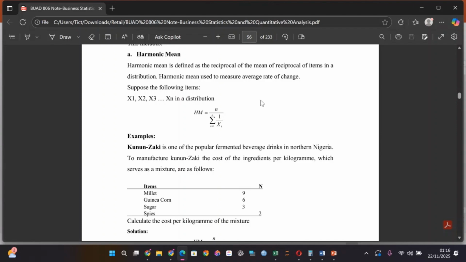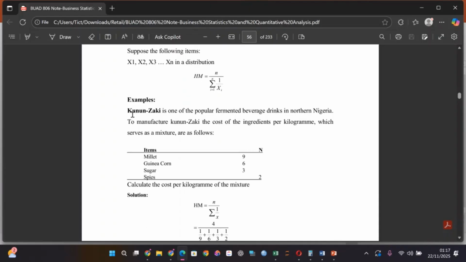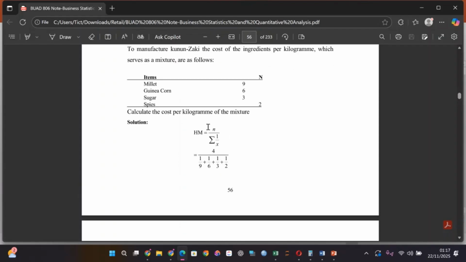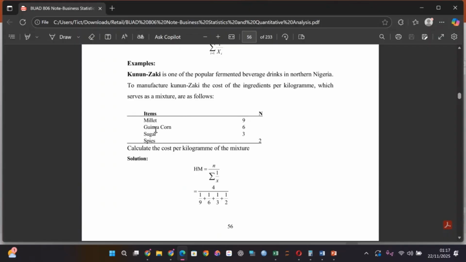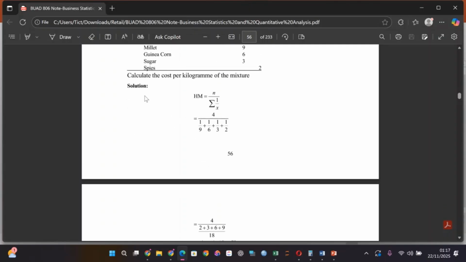So that is why they gave us a simple example. Kunun Zaki is one of the popular fermented beverage drinks in northern Nigeria, right? To manufacture the Kunun Zaki, the cost of the ingredients per kilogram is as follows. So this is the example we are using to study this. We have millet, which is 9 naira, guinea corn, which is 6 naira, sugar, 3 naira, and spice, which is 2 naira. So we want to calculate the harmonic mean.